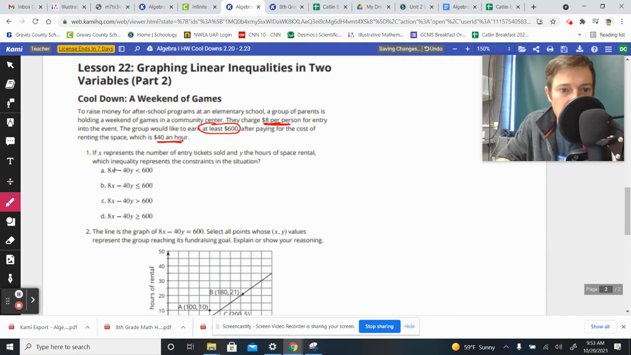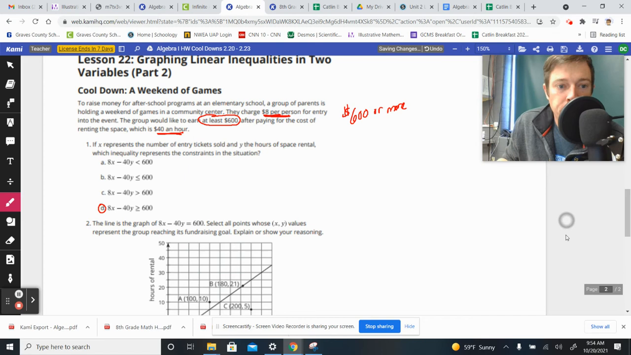All of these show $8 per person and $40 per hour, taking away the rental from the amount that you charge to get in. The only thing I have to separate here for number one, which is the correct inequality, is the "at least." At least means that I want $600 or more, right? $600 is okay. That is the least that we would accept, and anything bigger than that would be all right. So less than 600 is not true. Less than or equal to 600 is not going to work. We want 600 or more. This would be more than 600, but this would be okay if 600 was there. So at least is a greater than or equal to situation.